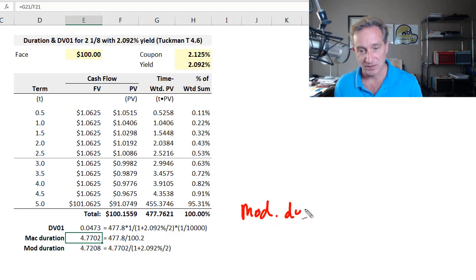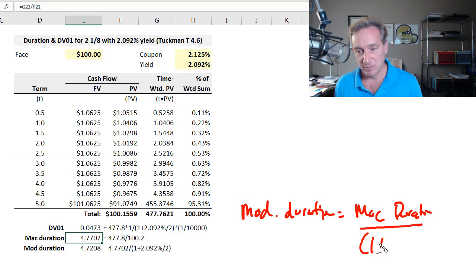Classic formula here, right? Modified duration equals the Macaulay duration divided by 1 plus the yield divided by K. I'm going to remain symbolic here. K is the number of compound periods per year. We're semi-annual, so that's why that's a 2. And if we are continuously compounding, K goes to infinity, the denominator is 1, and that's a special case where they equal each other.